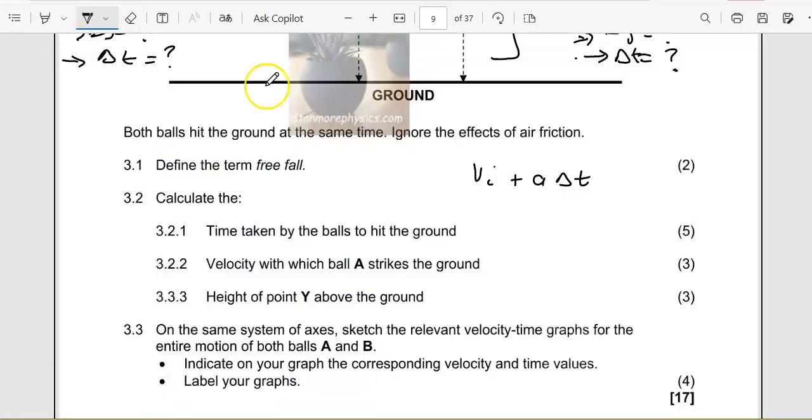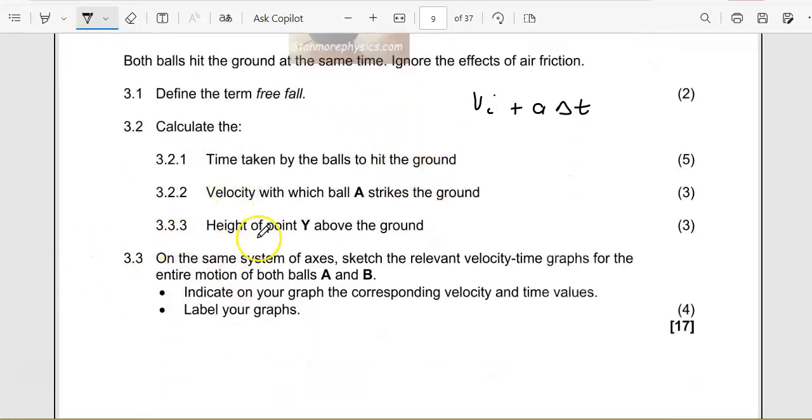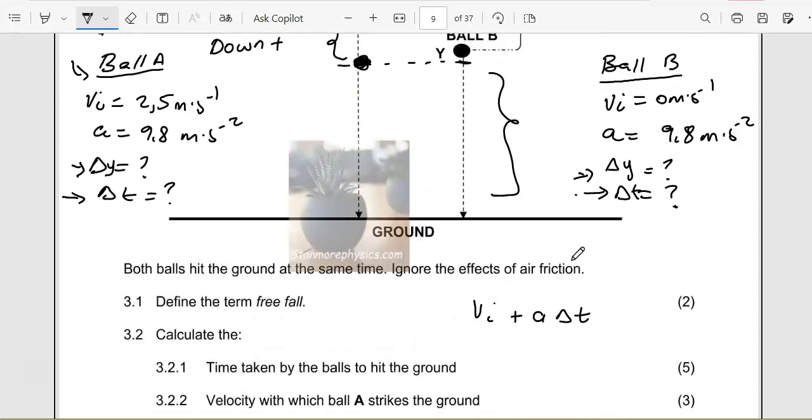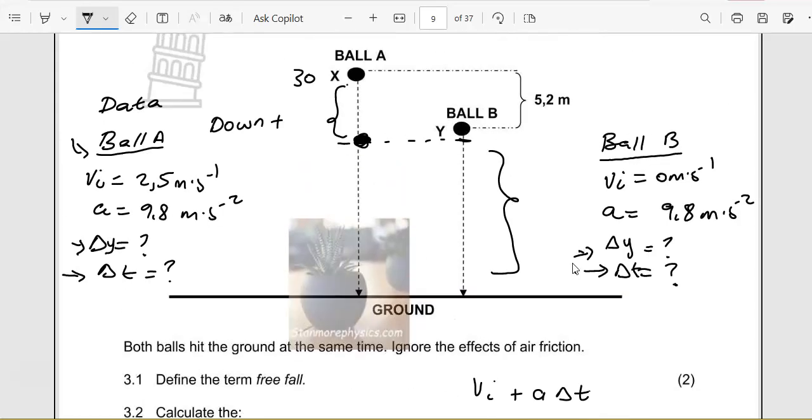That's very correct. Now, they said to calculate the height on point Y above the ground. They want us to find this height. Maybe we can highlight that with a different color. To find that height, you know what I'm going to do first? Let's talk about this. Which formula can we use?